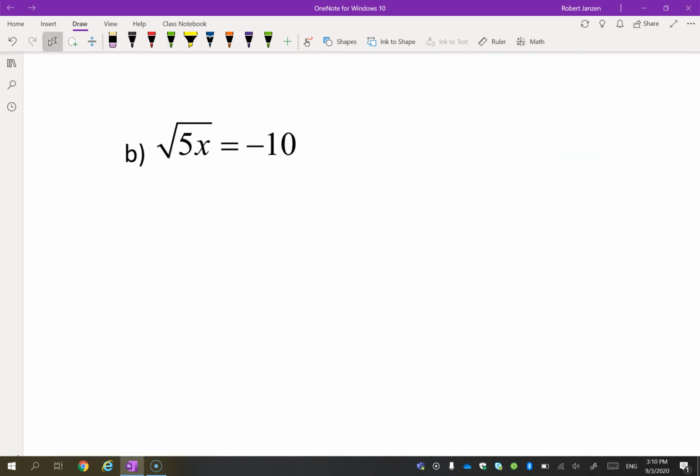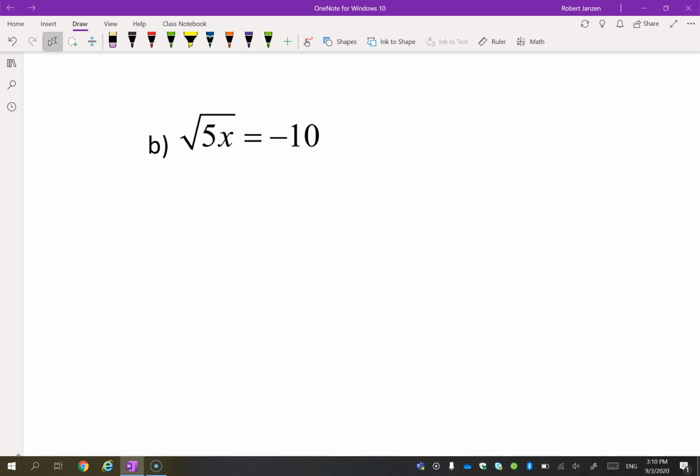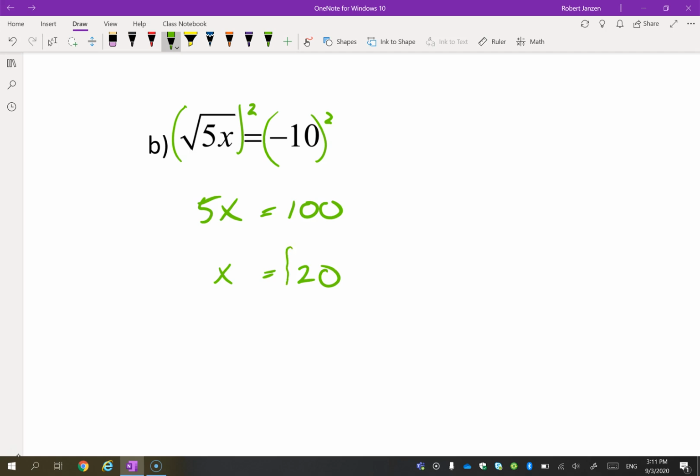Alright, let's try this one. You notice that in the previous one, I put brackets and I squared both sides. You don't need to do that if you think you can do this in your head. If you want to visualize, square this, I get 5x. Square this, I get 100. That's fine. You don't have to write that in. Divide by 5, x equals 20. Let's see how that works.